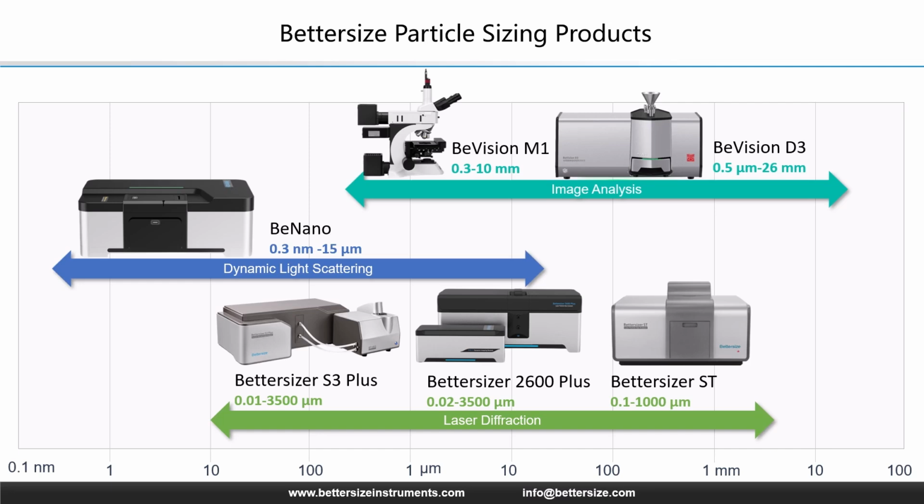This is where laser diffraction dominates. Focus on the green arrow at the bottom. This is the domain of the Bettersizer 2600 Plus, with a massive range from 0.02 microns all the way up to 3,500 microns. This single instrument captures the entire spectrum. Whether you are analyzing submicron battery slurries or millimeter-sized mining aggregates, the 2600 Plus handles it all without changing techniques. So, how does it achieve such a wide dynamic range? Let's look at the physics.